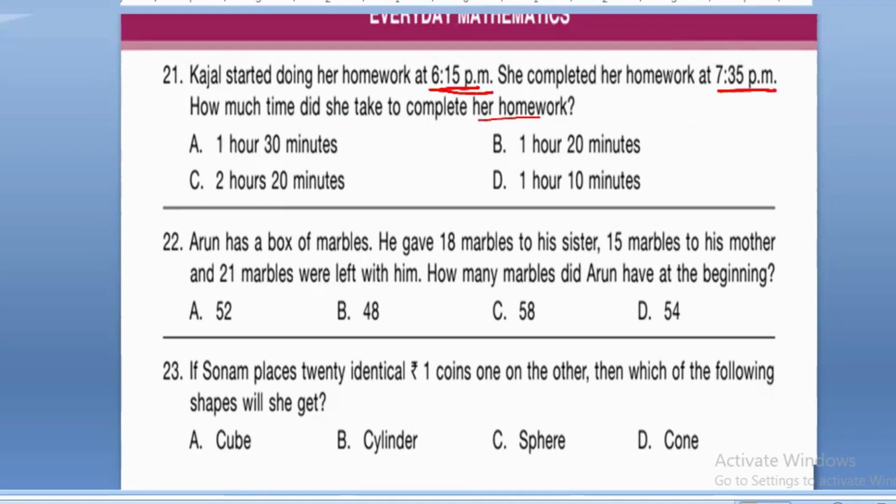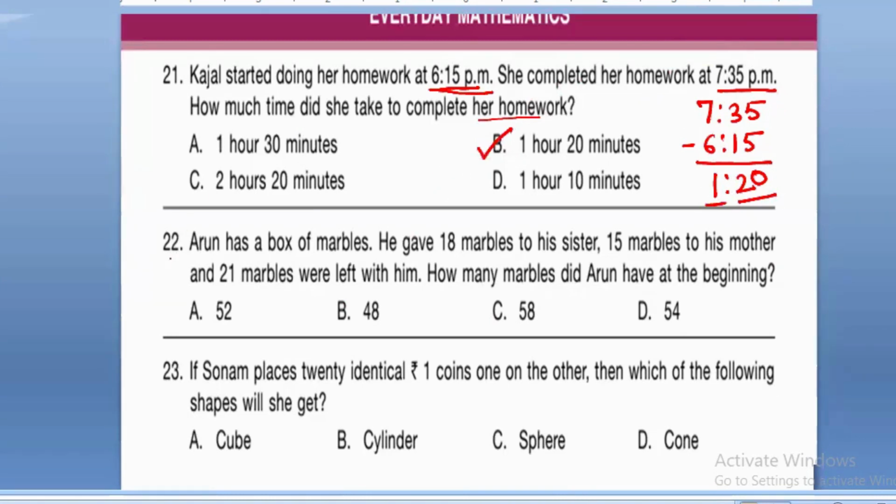So what do we have to do to find the difference? Difference means subtraction. So we need to subtract 6:15 from 7:35. When we are subtracting it, what are we getting? 5 minus 5 is 0, 3 minus 1 is 2, and 7 minus 6 is 1. So we are getting 1 hour and 20 minutes, which is our option number B.